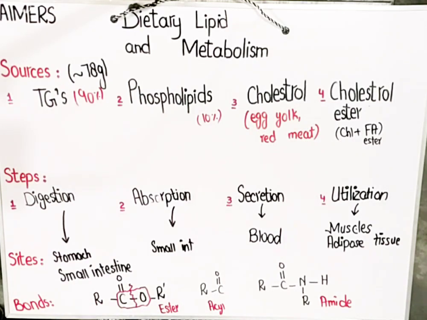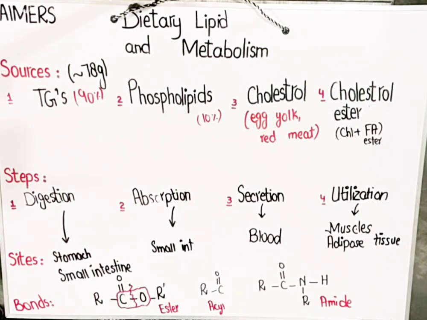In the acyl group, the bond is between carbon double bond oxygen and then we have the R group. And the amide is carbon double bond oxygen R, it's the same like that. But what you have to note over here is that nitrogen is bonded with hydrogen and R.